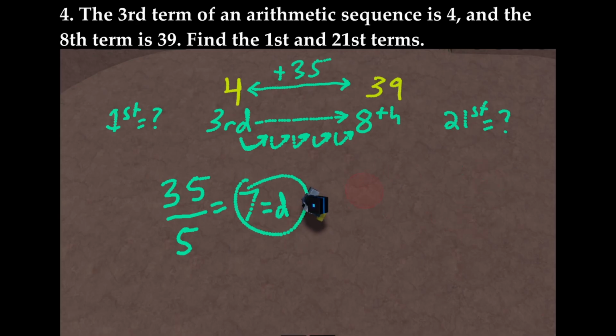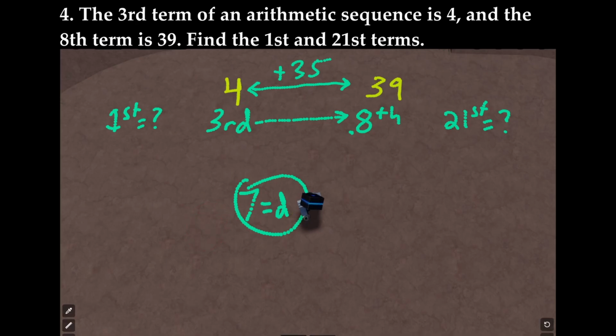So now let me erase a bunch of this here. So now that we know that 7 is the common difference, we can find the first term and the 21st term. So here's how I'm going to do that. I'm actually going to start with the 8th term and go to the 21st term. So from term 8 to term 21, how many times are we adding 7, our common difference? We'll just do 21 minus 8. 21 minus 8 is just 13. So we're adding this 7 13 times.